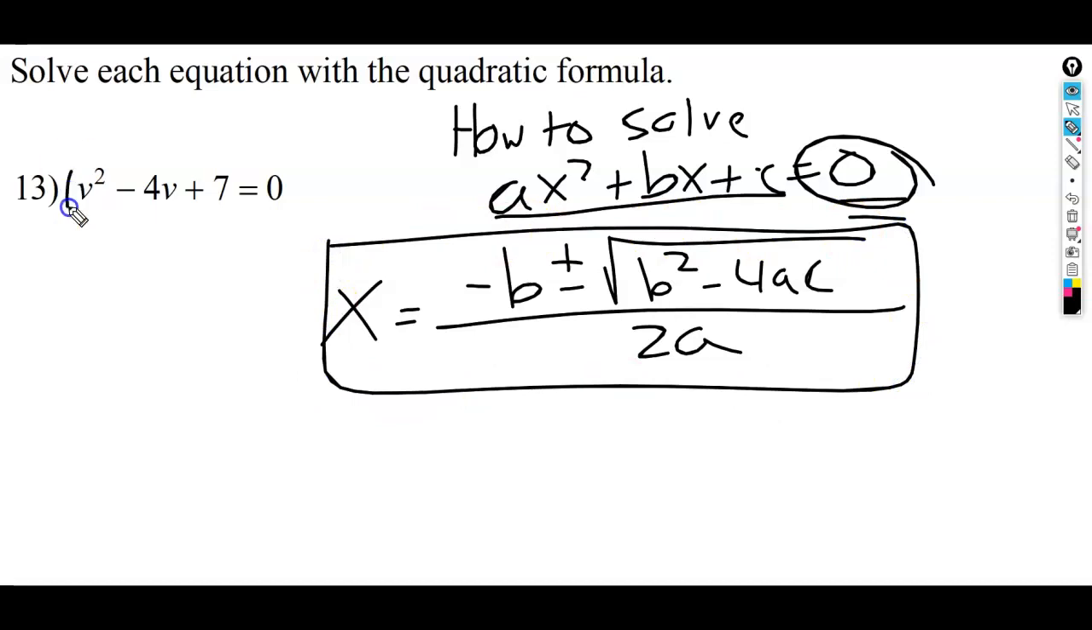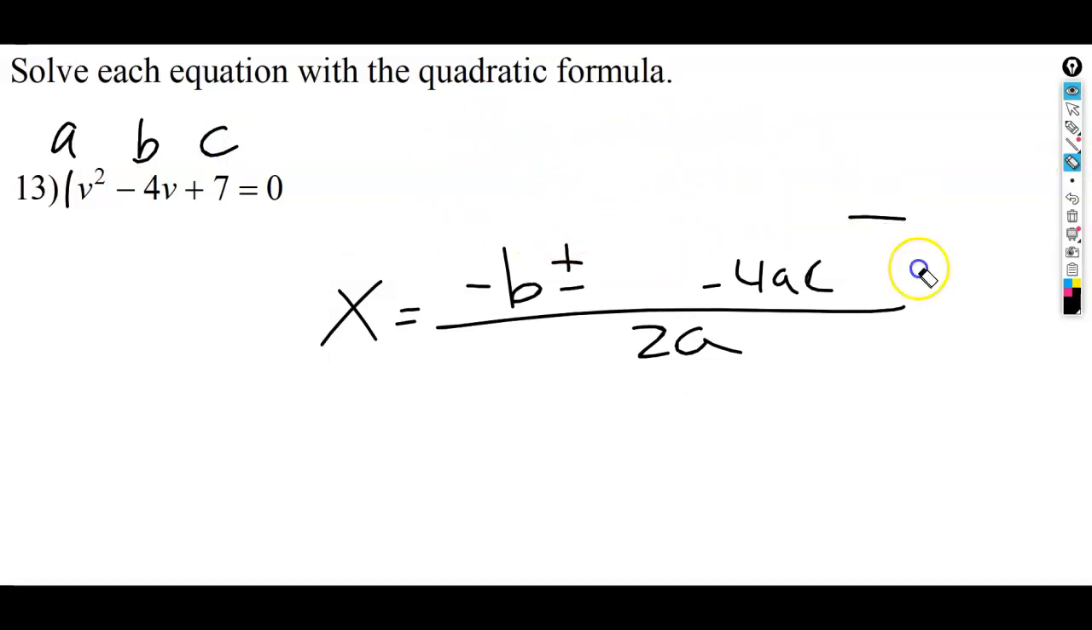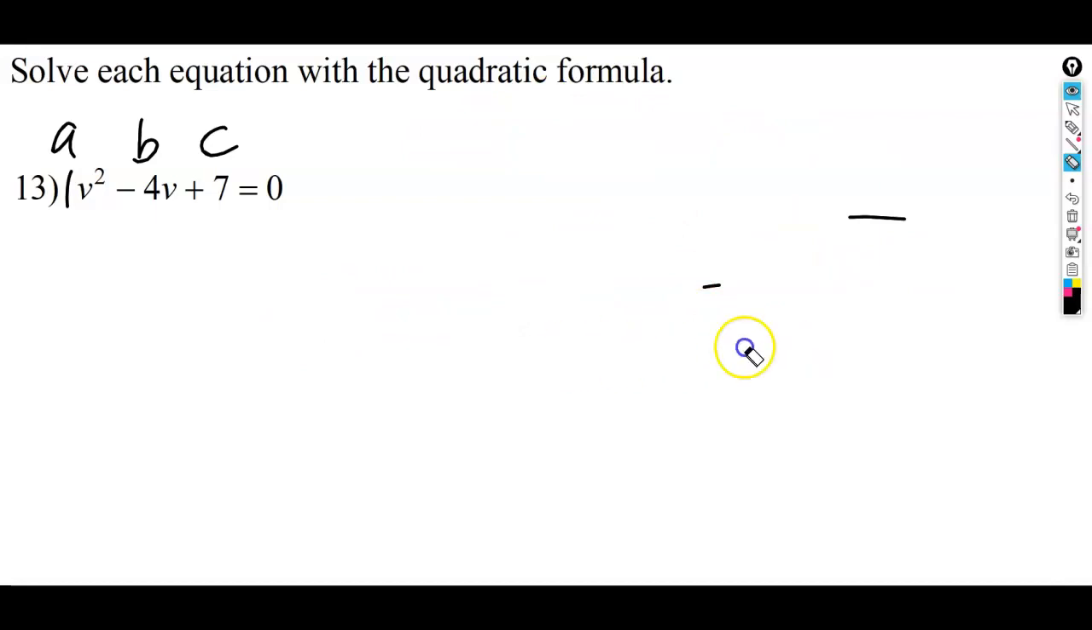Now the number in front of the squared variable is the a. The number in front of the non-squared variable is the b. And the number without a variable is the c. Okay, so all we do is plug in the numbers and go to town, work it out. All right, so let's give it a shot.